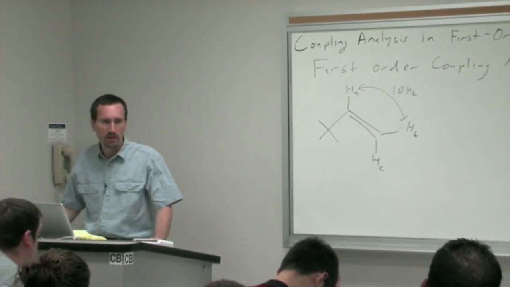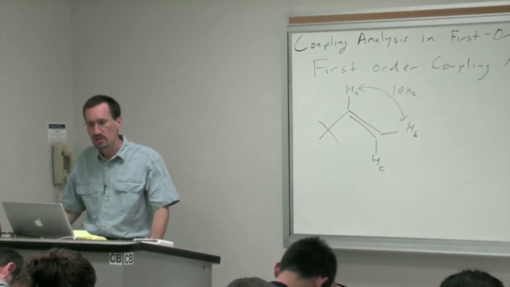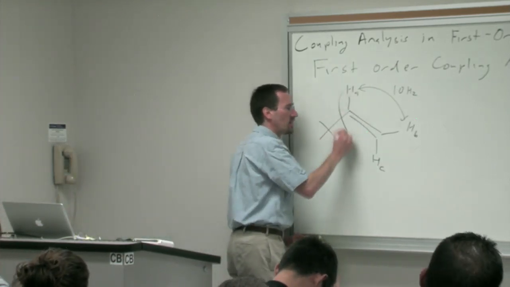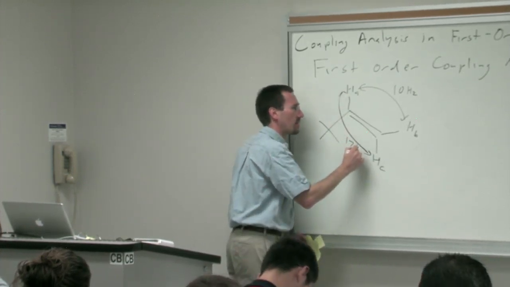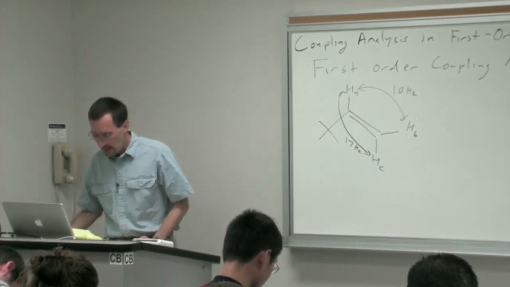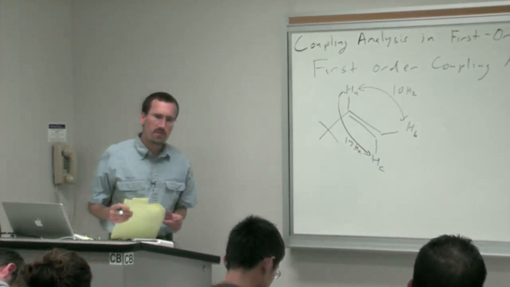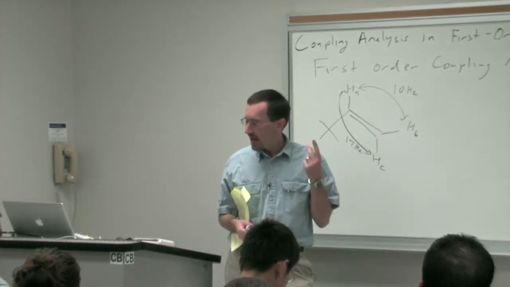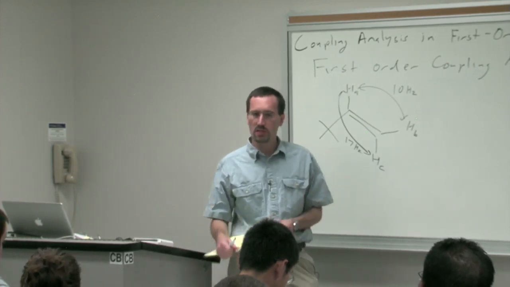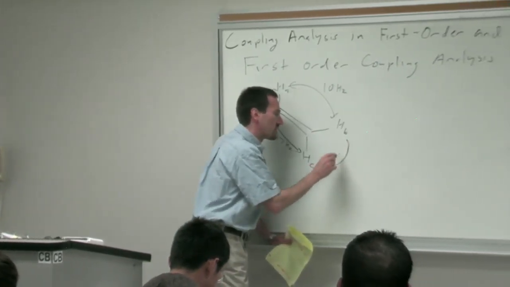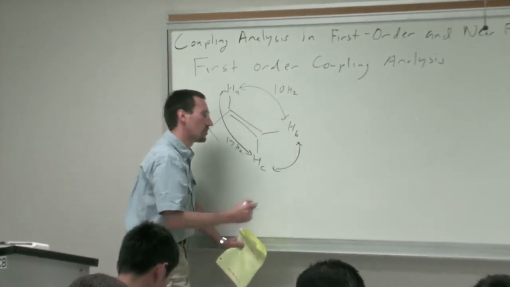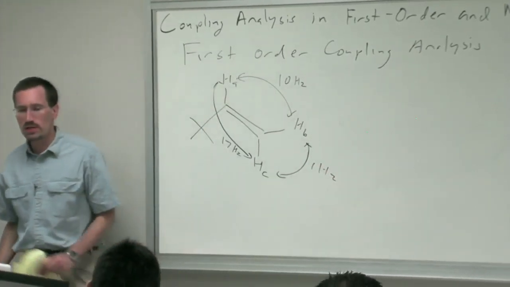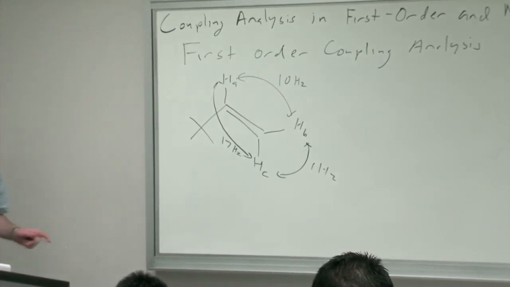Trans couplings are typically very different than cis couplings. I gave you a range of numbers of about 14 to 18. If you want to keep one number in your head, let's keep 17 hertz as a typical coupling for trans. And geminal couplings are all over the map. For sp3, a normal value might be 14 hertz. sp2 tends to be a lot smaller, just a couple of hertz. If you wanted to keep one number as an expectation, I said 0 to 2 hertz, let's say about 1 hertz. Let's take a look at how we would expect these resonances to look.